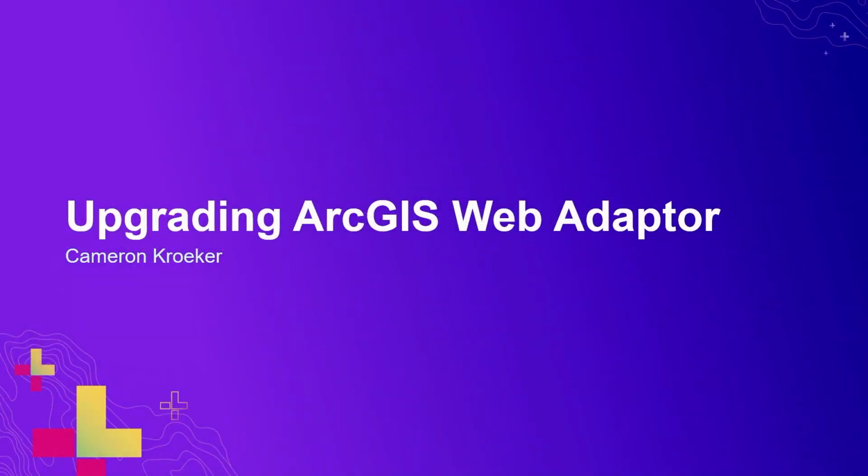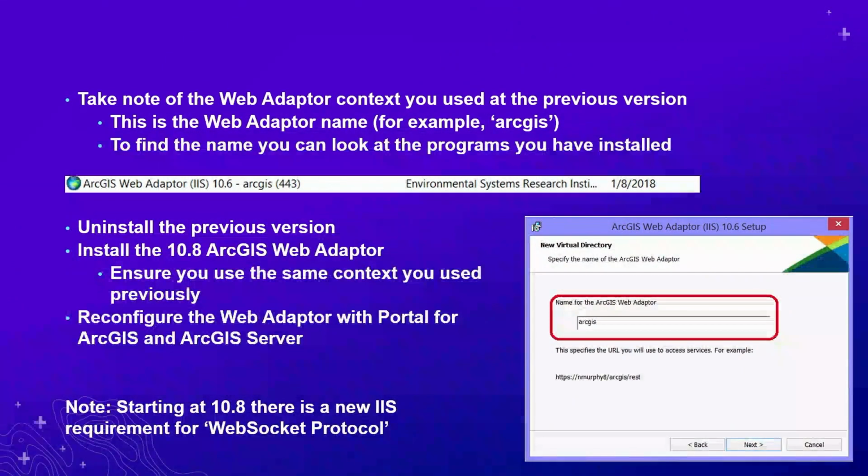Let's talk about the ArcGIS Web Adapter upgrade experience. It's a little bit different than the other components. What we recommend is first taking note of your web adapter context, or the name of your web adapter. This is because you would have to uninstall the previous version first. And this can be found in a couple different places. If you're on Windows, it can be found in the Programs and Features uninstall list. It can also be found in your ArcGIS Server Admin API or your ArcGIS Portal Admin API. And so make note, and then you're going to uninstall the web adapter.